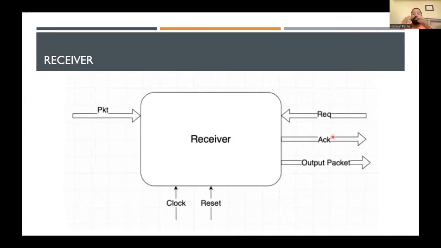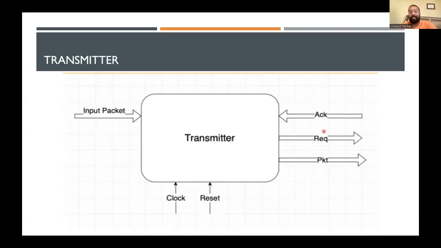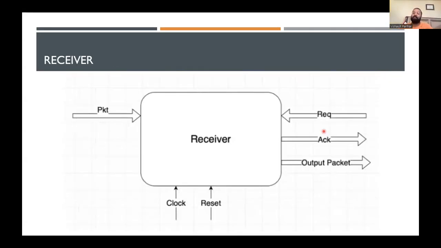And the receiver's structure is similar to that of the transmitter. The only difference is, in the transmitter, we have a request signal going out and acknowledgement signal going in. In the receiver, we'll have the request signal going in and the acknowledgement going out. And we have clock and reset again, basically to keep everything in sync.